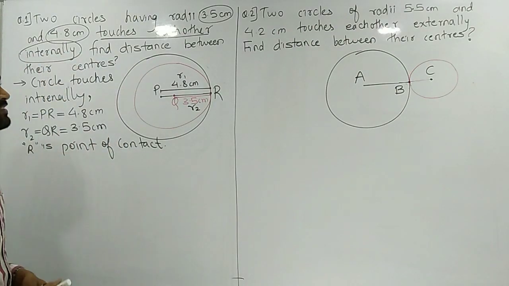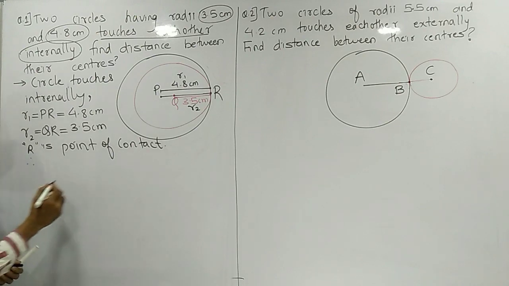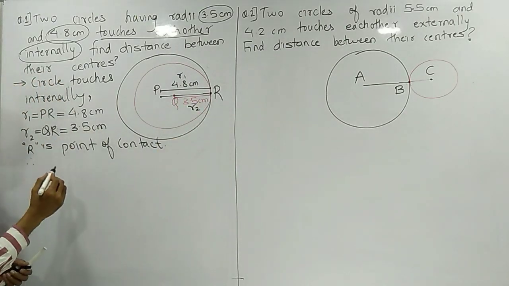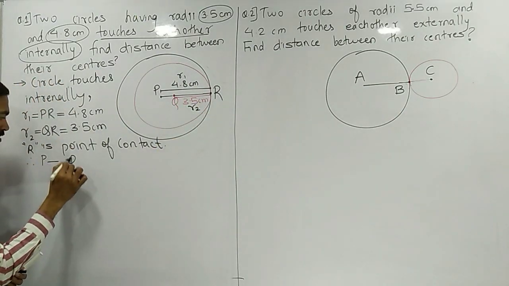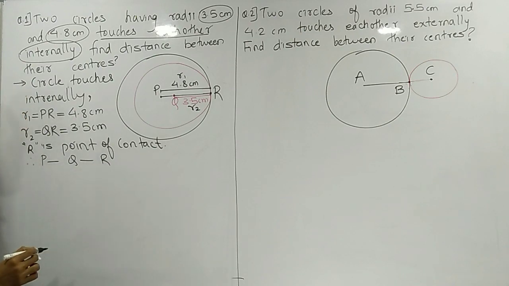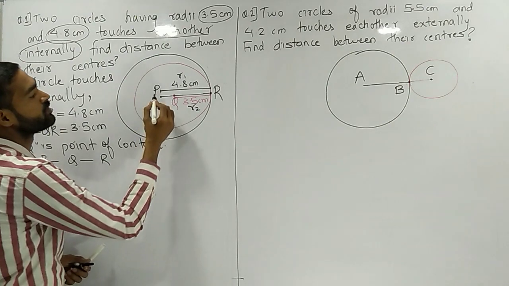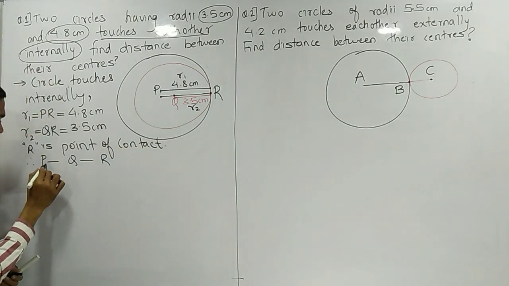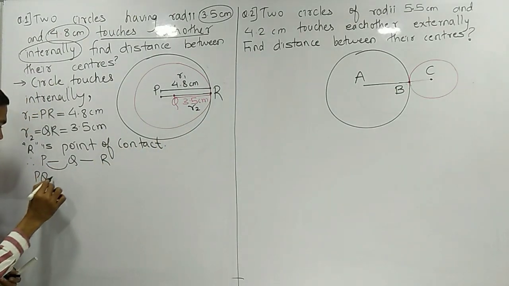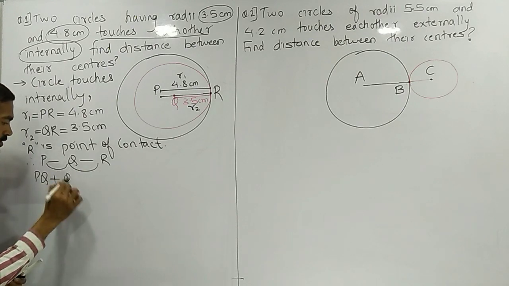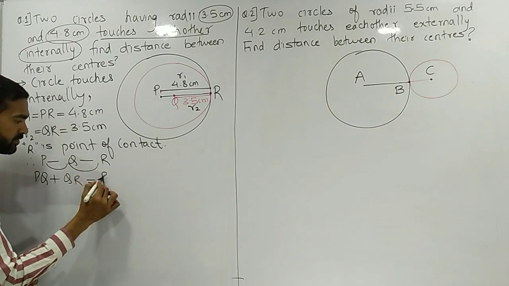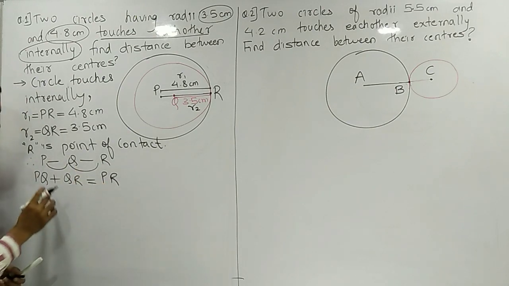Circles touch each other internally. So what does this theorem suggest? Since P, Q, R, you can see they all are collinear. So what do I need to find? Look, PQ plus QR, together they should give me PR. Right? Now let us substitute values.